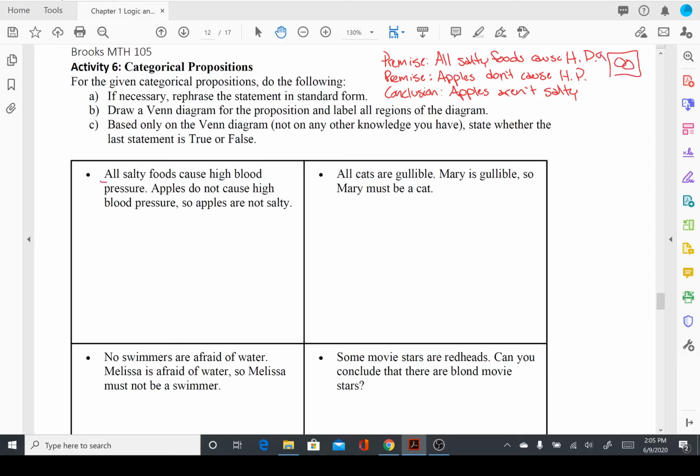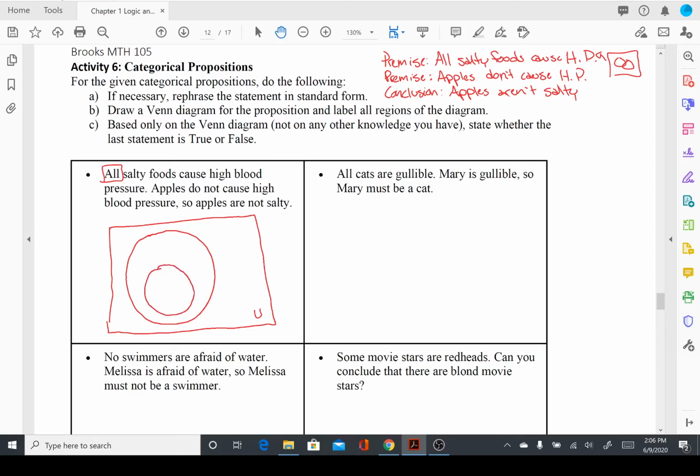Because they use the word all, we are going to draw a subset. Label it U. We'll have a larger circle for the bigger set and a smaller circle contained within it. So the two sets are going to be high blood pressure causing things and salty foods.